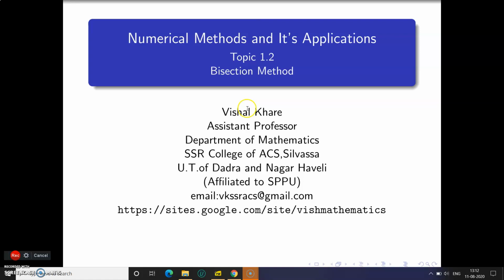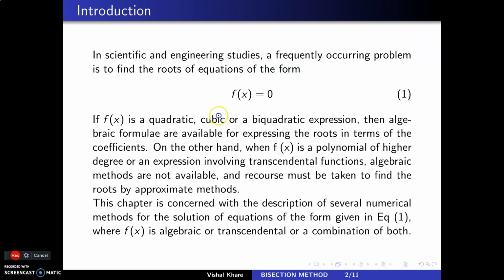Topic 1.2 Bisection Method. Introduction. In scientific and engineering studies, a frequently occurring problem is to find the roots of equation of the form f(x) = 0.